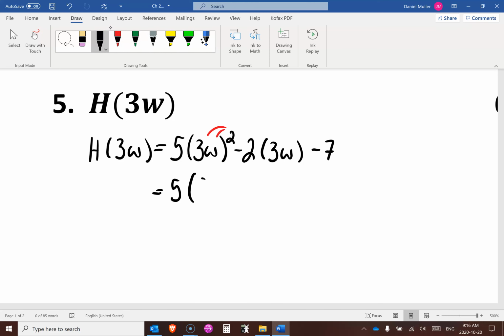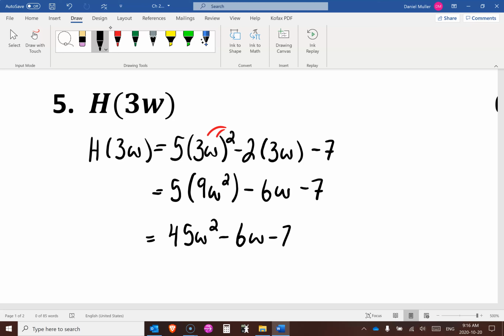So 3 squared is 9. w to the power of 2 is just w squared. 2 times 3 is 6w, minus 7. And here the numbers can be multiplied together. 5 times 9 is a 45. w squared minus 6w minus 7. So that is what h of 3w is.